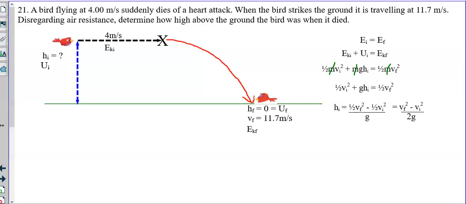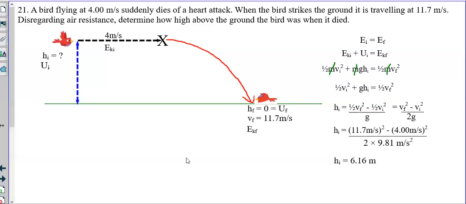And then it's just a matter of plugging in the numbers, which you guys are experts at this point. 11.7 squared is probably somewhere just a little under 140, minus 4 squared, so about 16. So you're probably somewhere around 120-ish, divided by 2 times 9.81 meters per second squared, 19.62 if you will. So you have roughly 120 divided by almost 20. It doesn't surprise me that you'd end up with somewhere around 6 meters in the air. And that's where the bird was when it passed on.